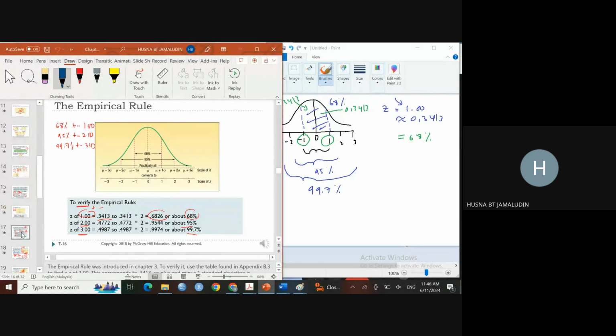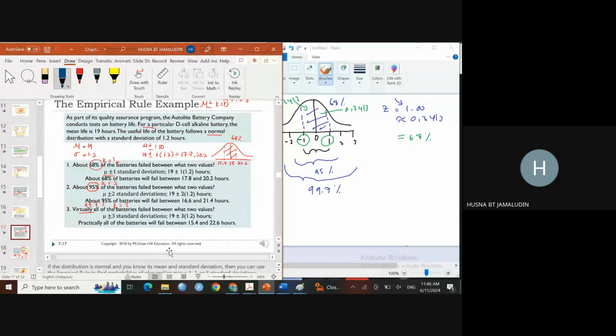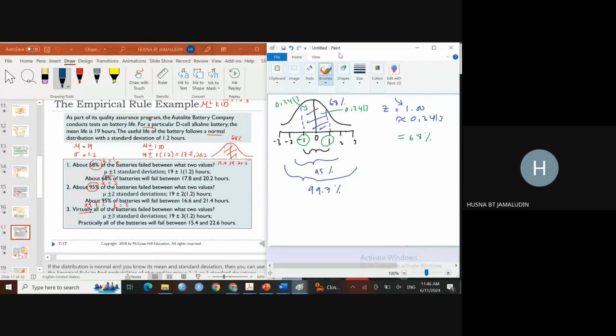Okay, so next, let's look at the examples of your empirical rule. So remember, for the empirical rule, you have 68%, which is 1 standard deviation, 95%, 2 standard deviations, 99.73%. In the empirical rule, you have a different formula. You haven't seen the formula, but now is the time for you to see it. What is the formula? Very simple. Mu plus minus K standard deviation.